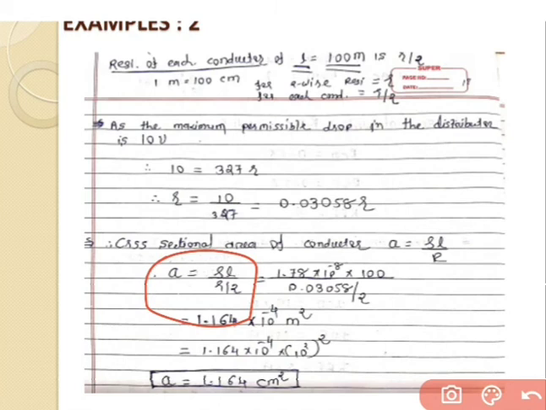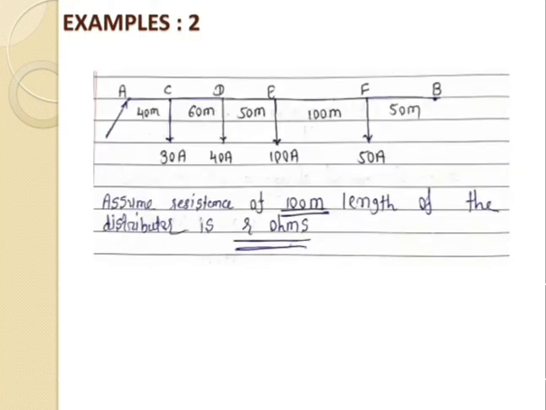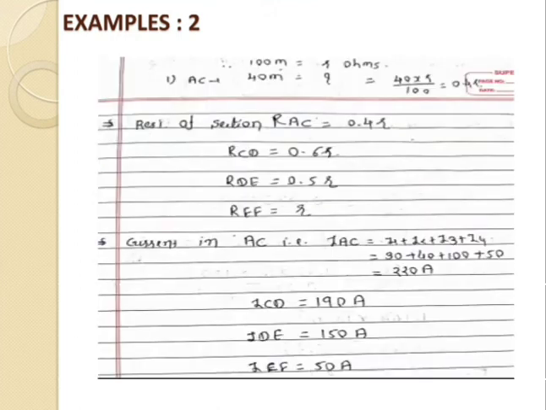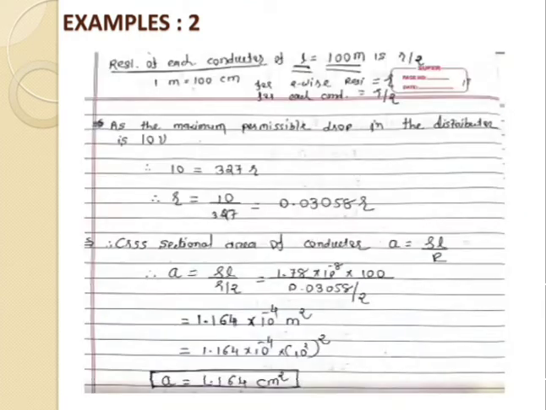The value of rho is 1.78 into 10 to minus 8, which is given. Here we have assumed the length as 100 meter, while the length of the DC distributor is given as 300 meter. We consider L equal to 100 meter because for the 100 meter we assumed the resistance R ohm, and the resulting current and voltage drop are based on 100 meter only. That's why we assumed the length equal to 100 meter.